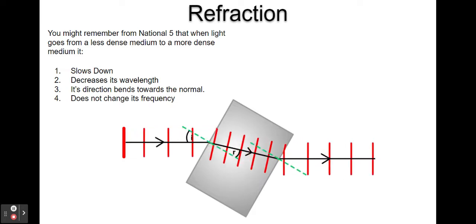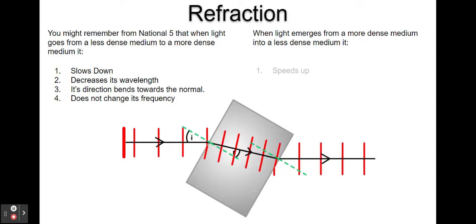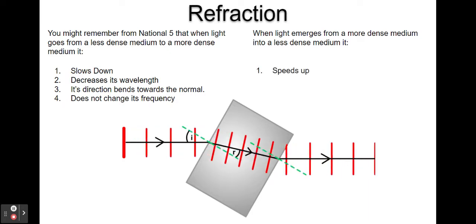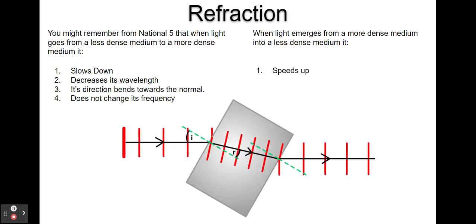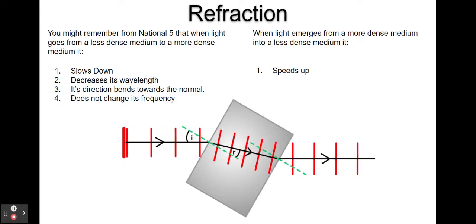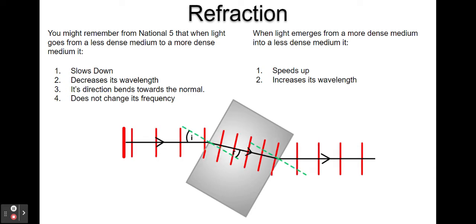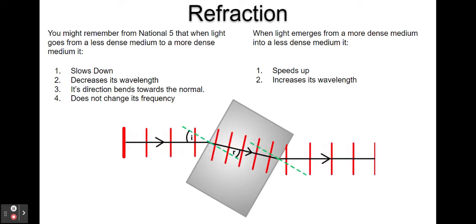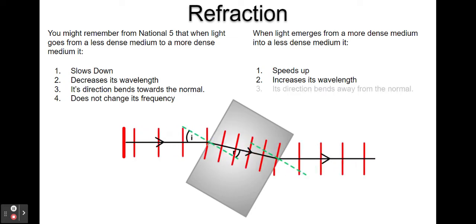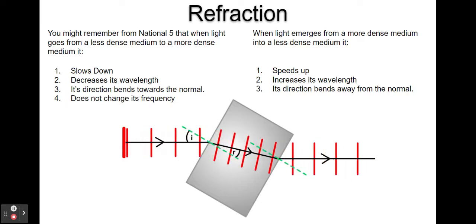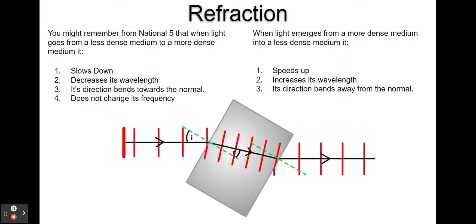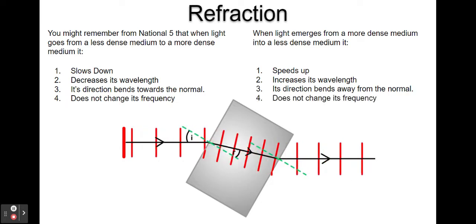And then as it leaves, you can see the wave speeds up again. Because one wave leaves first, it accelerates away from the one behind it, so the wavelength increases again. The direction changes the opposite way this time, and it bends away from the normal. But again, the frequency doesn't change.